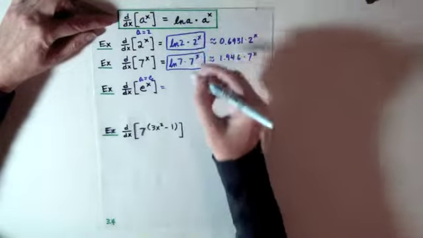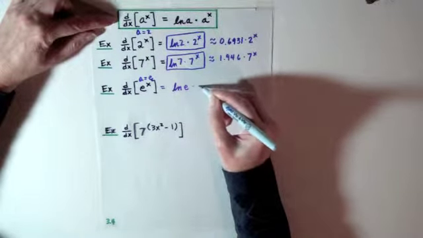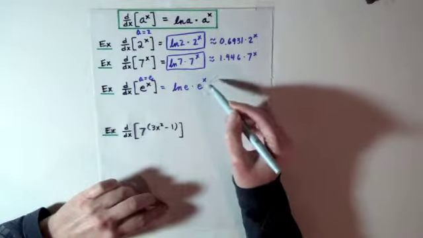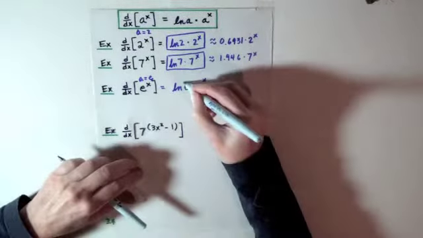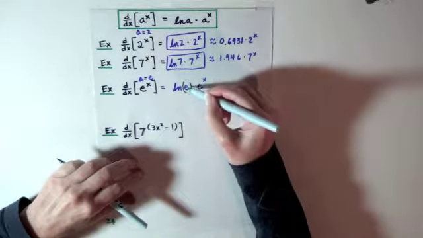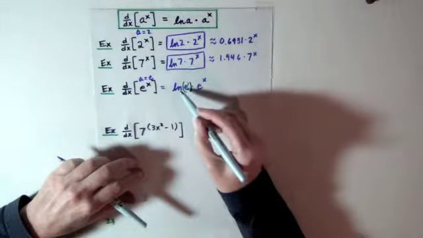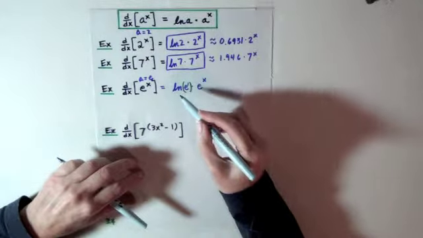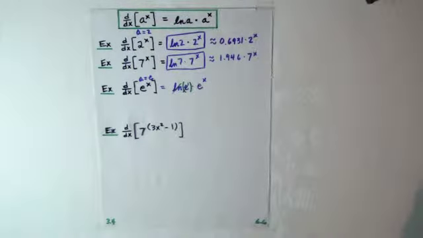If I go over to the right hand side, I replace all of the a's with an e, and I end up with ln of e times e to the x. Remember, ln of e can be thought of as ln of e to the first power, because e is the same thing as e to the first power. I have an ln and an e stacked next to each other, and by my inverse properties they undo each other.